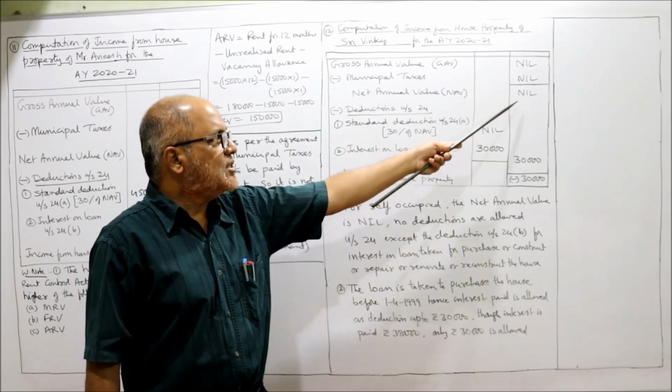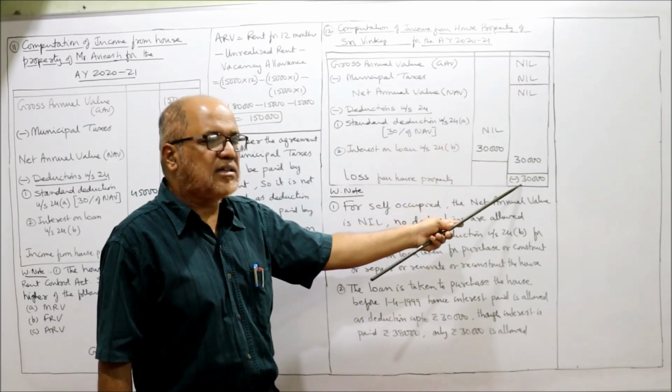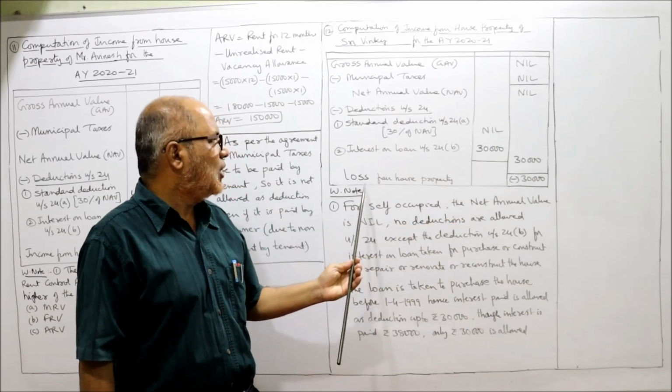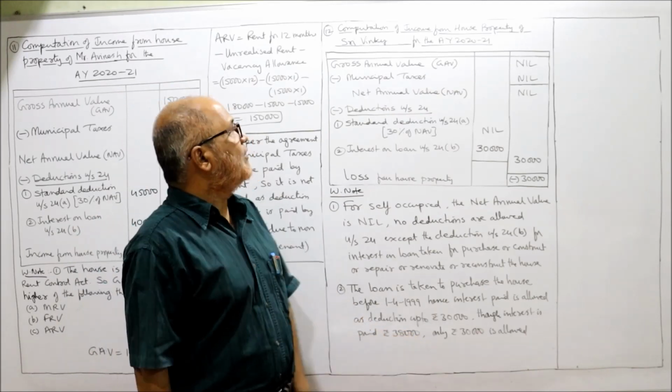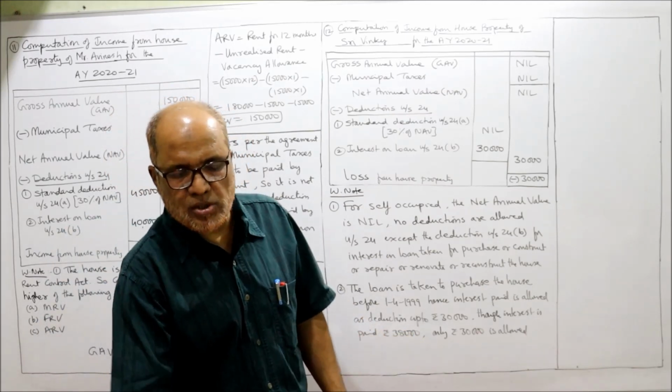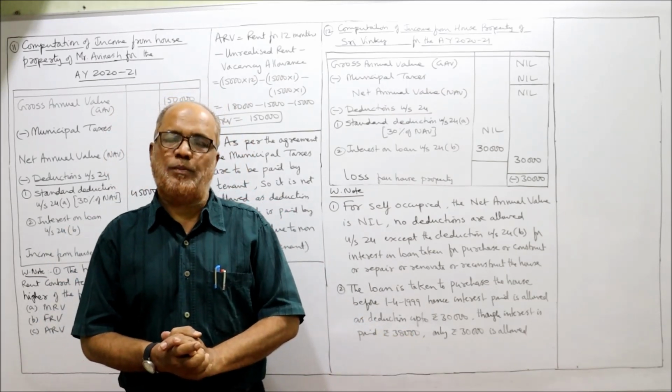So 0 minus 30,000 is minus 30,000. So it is a loss from house property, 30,000. So we have completed 12 problems on income from house property.